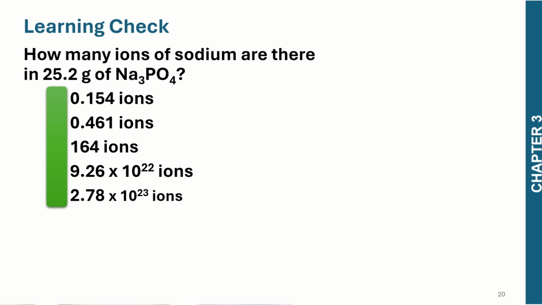How many ions of sodium are there in 25.2 grams of sodium phosphate? So, ions. How are we going to do this? What is the first step over here? First is to find the moles, always. So first we're going to find the molar mass. What is the molar mass of sodium phosphate?